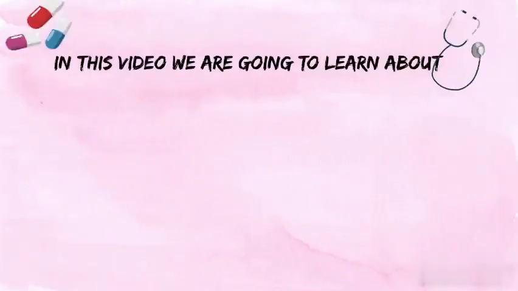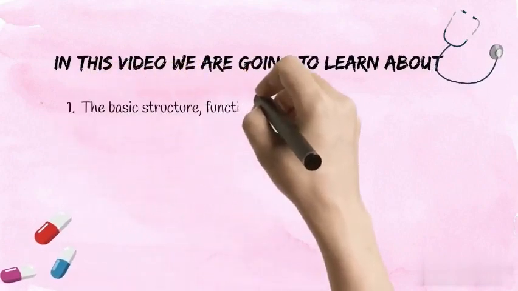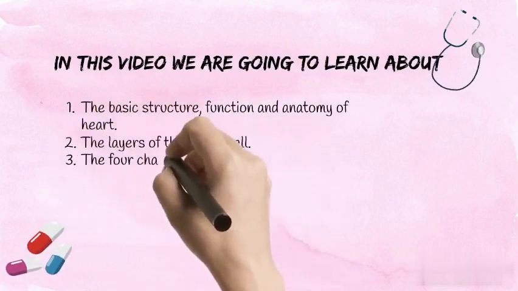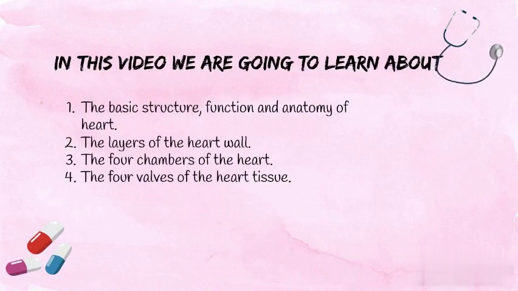In this video, we are going to learn about the basic structure, function and anatomy of the heart, the layers of the heart wall, the 4 chambers of the heart, and the 4 valves of the heart tissue.